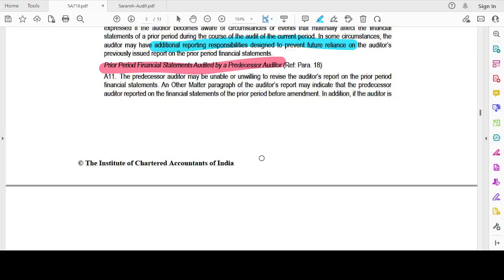Prior period financial statements audited by a predecessor auditor. The predecessor auditor may be unable or unwilling to revise the auditor's report on the prior period financial statements.